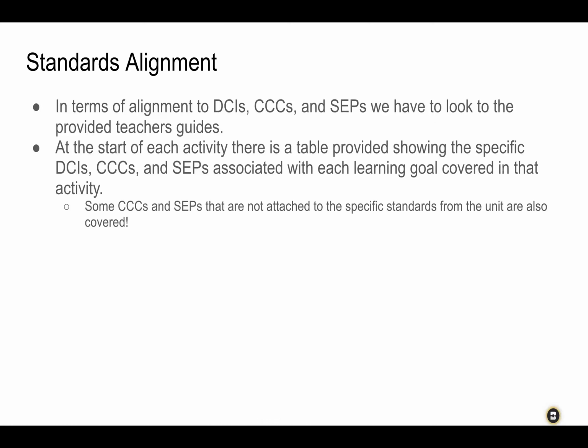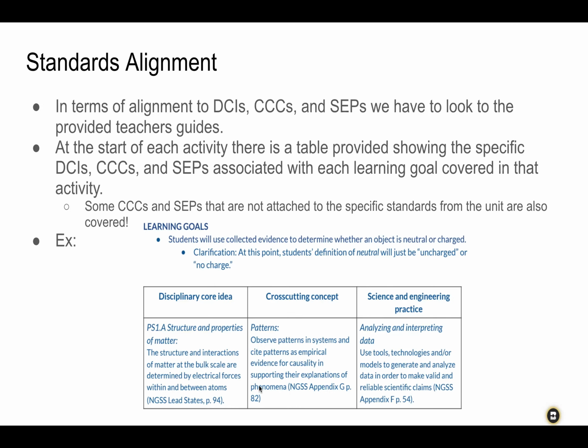So we have multiple cross-cutting concepts and science and engineering practices, which is wonderful, to get additional ones in there and not just necessarily the ones covered by those standards. So here's an example of what that looks like. You've got your disciplinary core idea, your cross-cutting concept, and your science and engineering practice that is associated with this performance expectation.